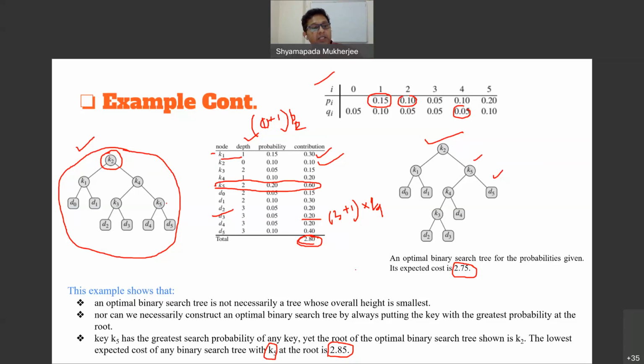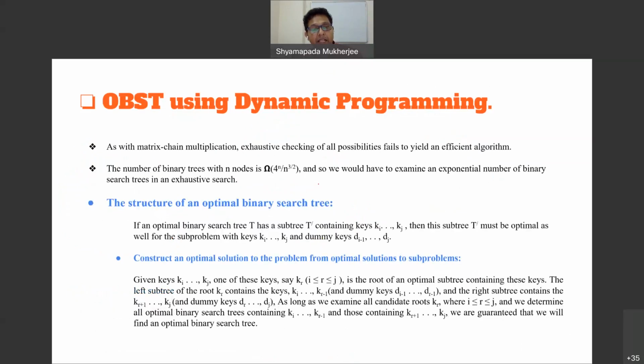If we calculate the expected search cost for each of the binary search trees, it will not actually be a good idea, because this will be an exhaustive checking of all possible binary search trees, and there will be an exponential number of binary search trees for a particular set of keys. So if we have any scope of using dynamic programming instead of this exhaustive search, we'll apply that.